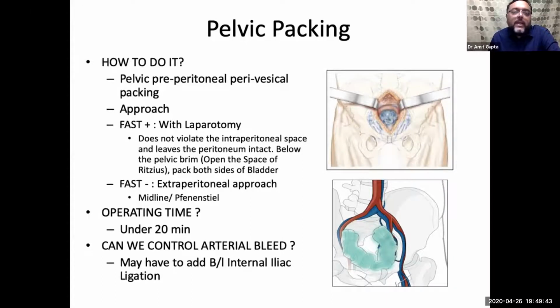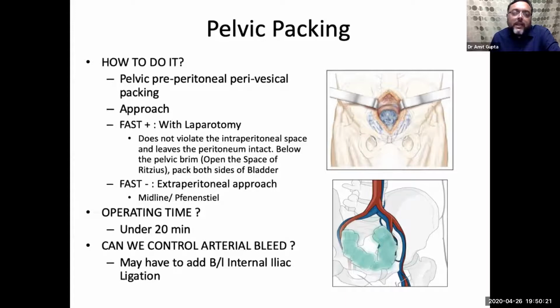But if the bleeding is not stopped, or your packs are getting soaked again and again, the extreme step is to ligate the bilateral internal iliac arteries. The other option would be when the FAST is negative. There you have time, and probably you can have a completely extraperitoneal approach. You might do it with a midline lower abdominal incision, enter into the space of Retzius just anterior to the bladder, make space on both sides of the bladder, and then introduce the packs there.